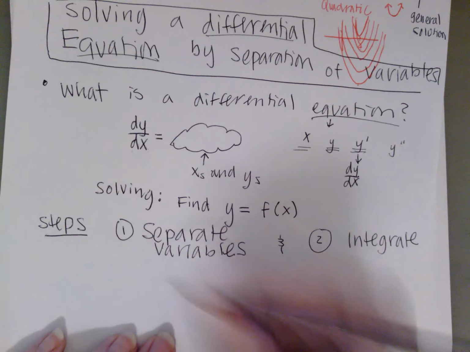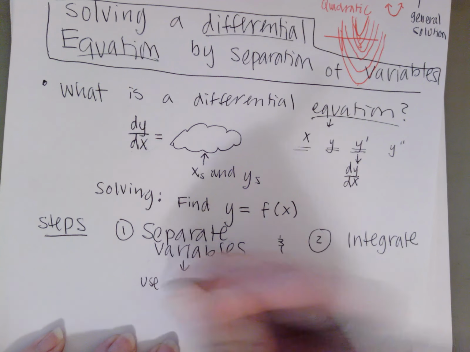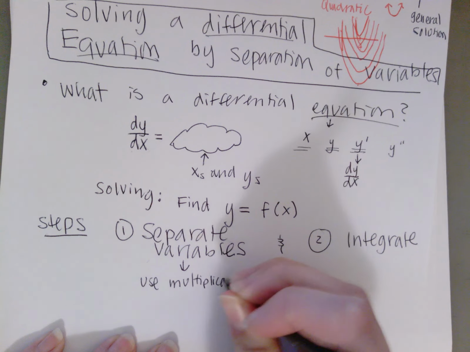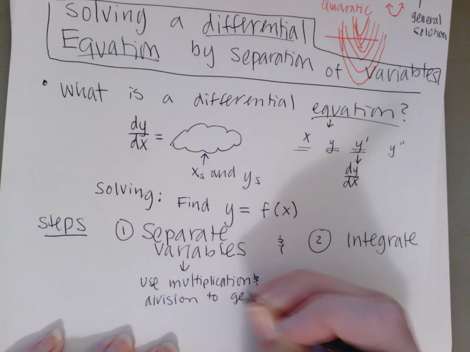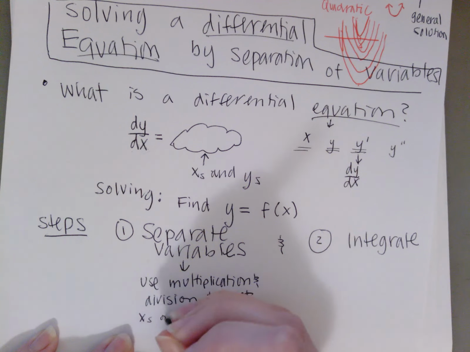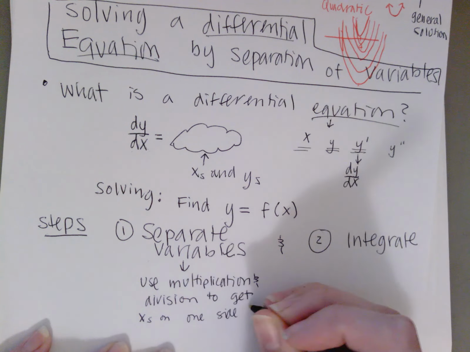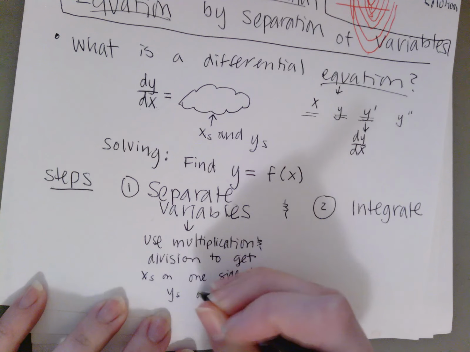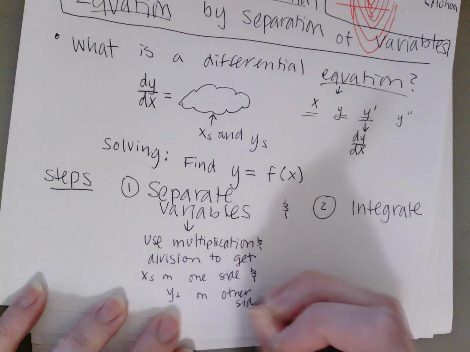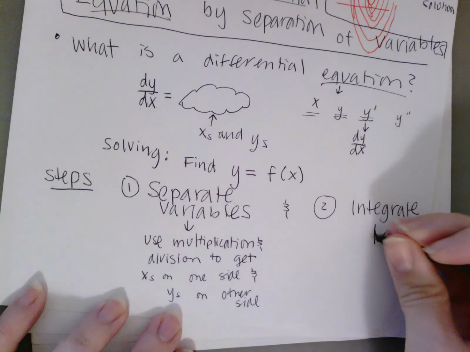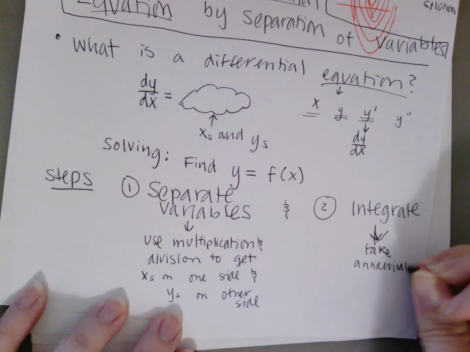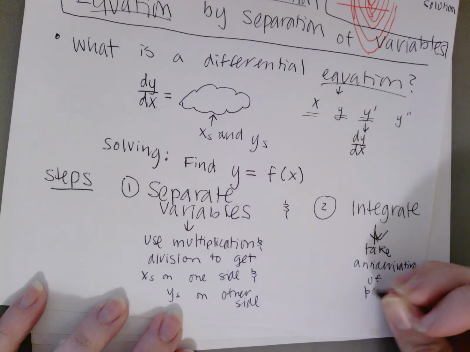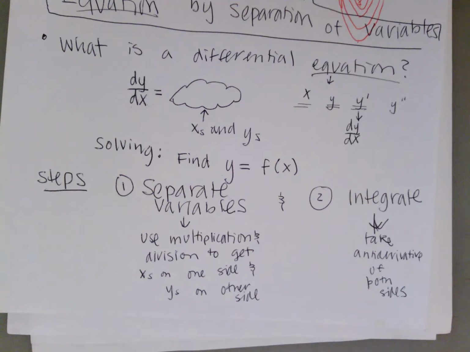What does this mean? Separate the variables means I need to use multiplication and division to get all the x's on one side and y's on the other. Integrate simply means to take the antiderivative of both sides. This probably seems a little vague at this point, but I think it'll be more clear once we see an example.